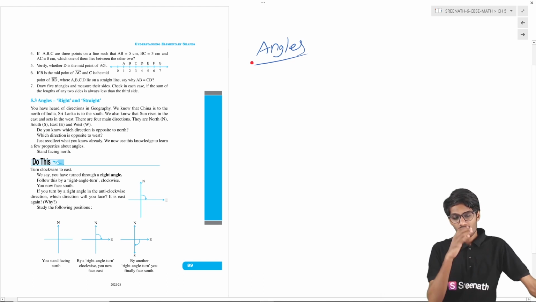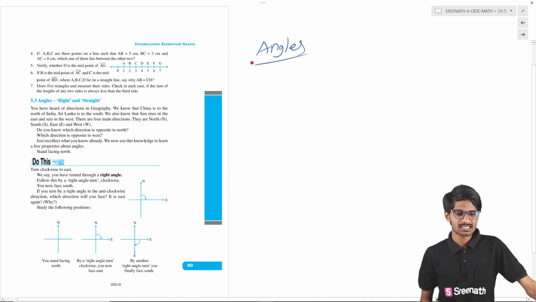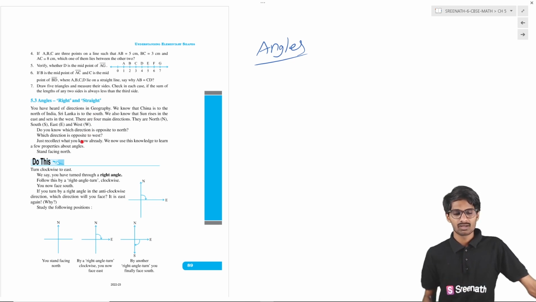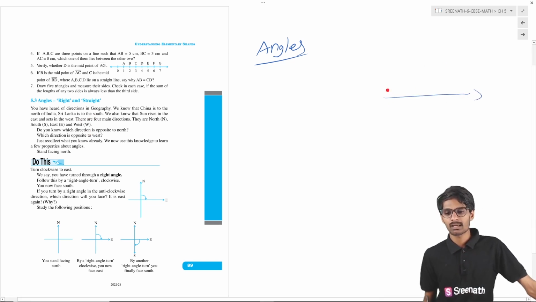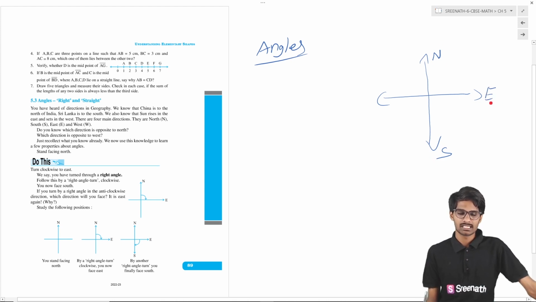In geography, or in the case of directions, we have learned that China is north of India and Sri Lanka is south of India. And we know that the sun rises in the east and sets in the west. So we know about the directions. Suppose this is the north. The opposite of the north direction is the south direction, and this will be the east direction, and the opposite of the east direction will be the west direction. The sun rises in the east and sets in the west, we know.